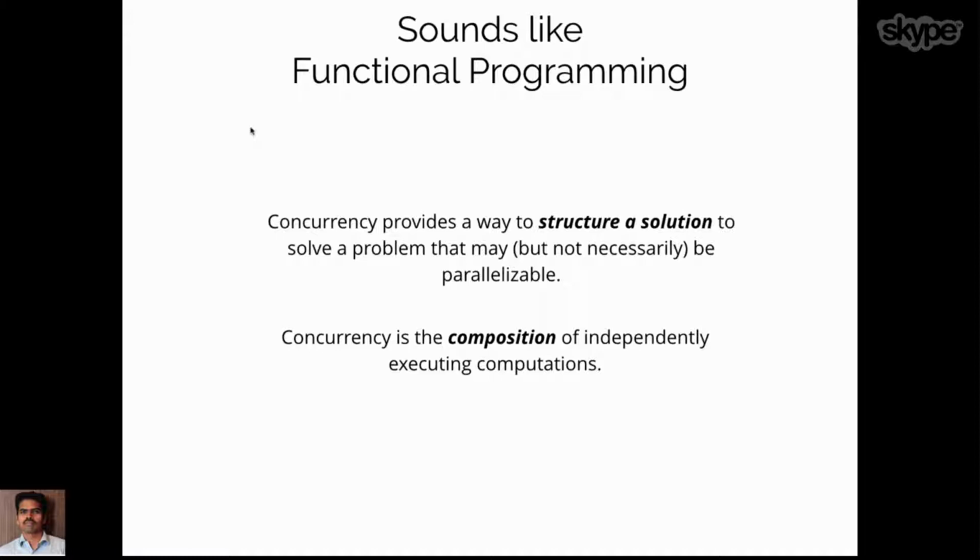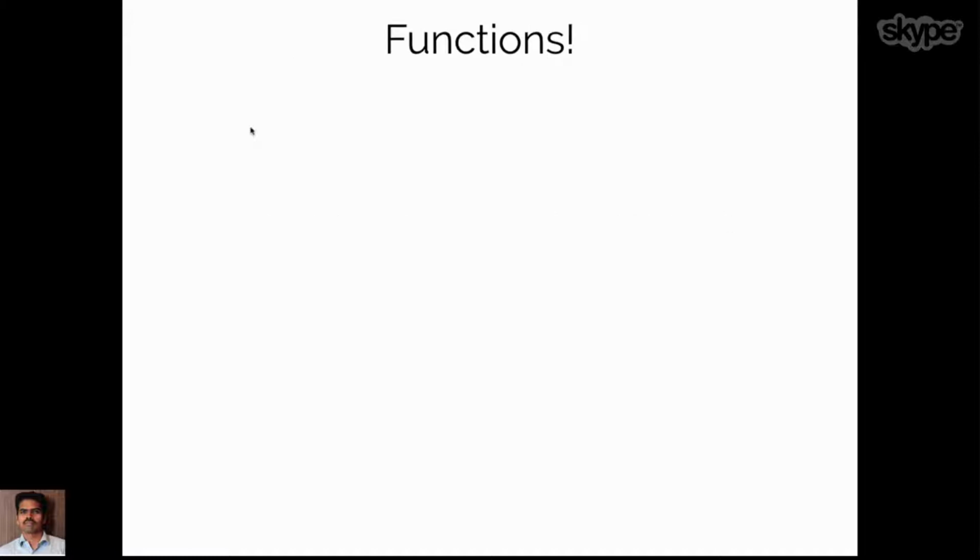So concurrency and functional programming are a good pair if you work on them together, and it gives you a nice set of abstractions. Using those abstractions we can build things which can be very hard to write in a typical object-oriented or procedural world. Okay, so let's see things from the functions perspective.